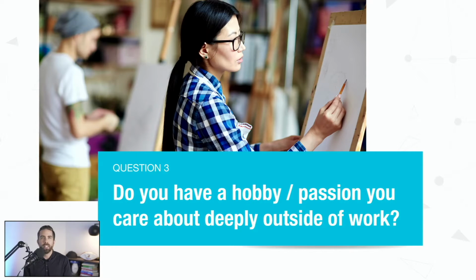Question number 3, do you have a hobby or a passion you care about deeply outside of work? It could be painting like in the picture. It could be drawing. It could be their dog. Let people share and share with conviction.